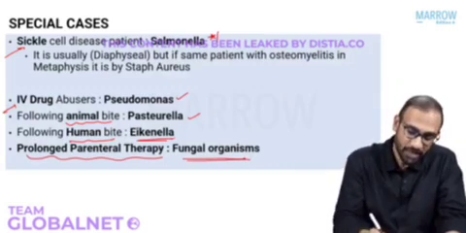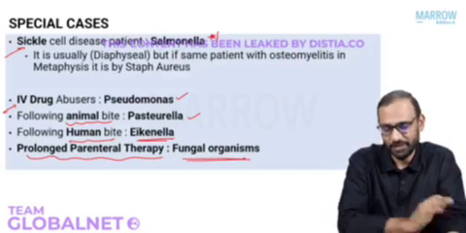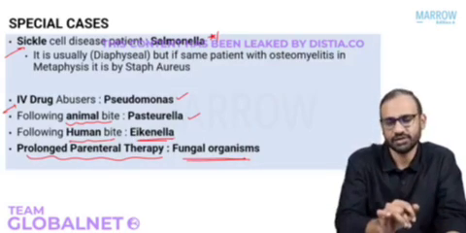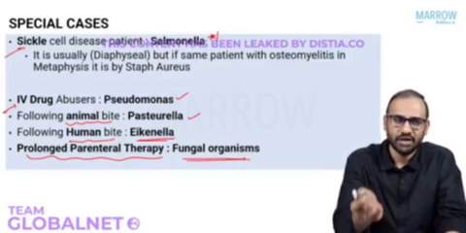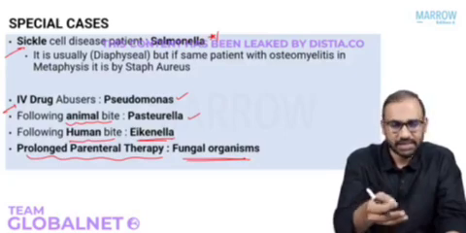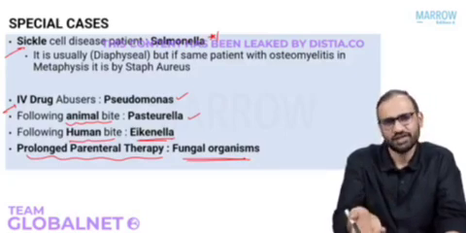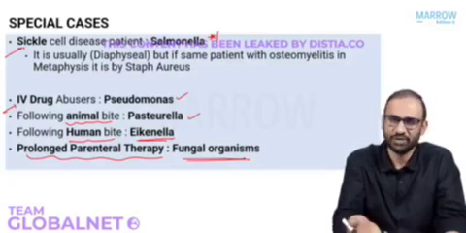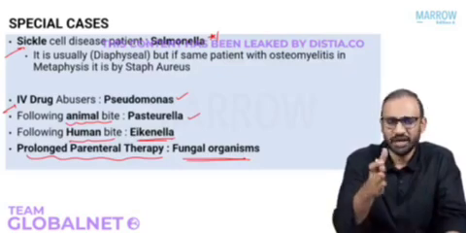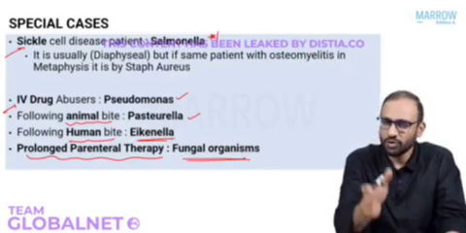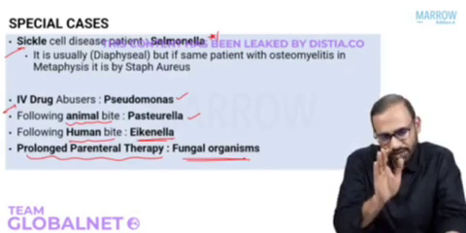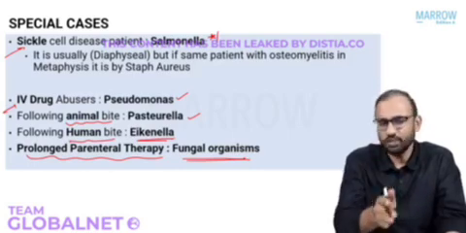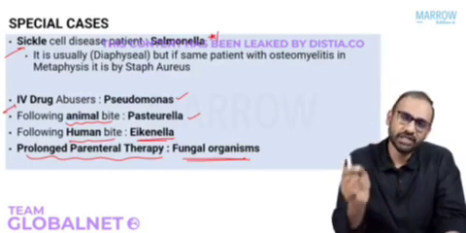Now coming back to sickle cell disease patients and Salmonella. Listen carefully. If the question directly asks you, what is the most common organism causing osteomyelitis in sickle cell disease patients, you can safely answer Salmonella because that is what is expected of you here. Sickle cell disease patient, mark Salmonella, move on, don't overthink. But now listen to me carefully. Salmonella osteomyelitis usually occurs in the diaphysis.